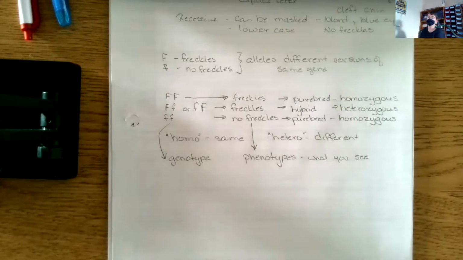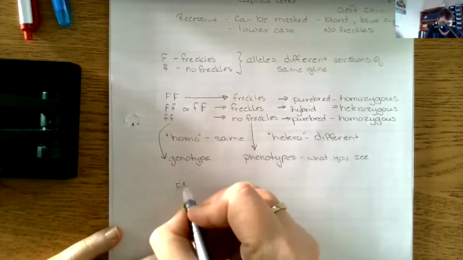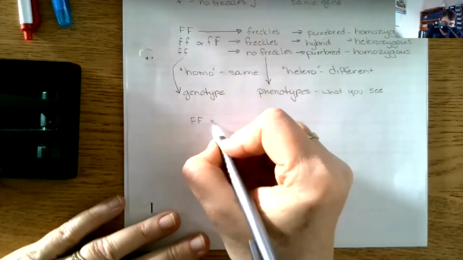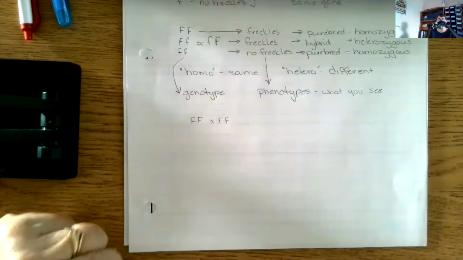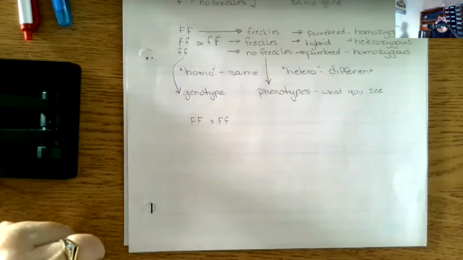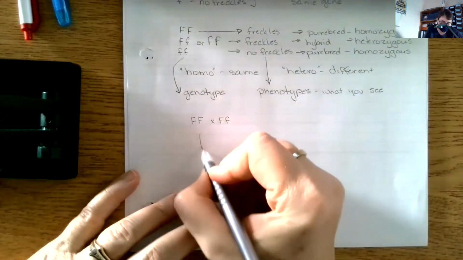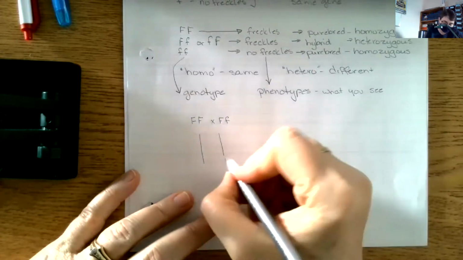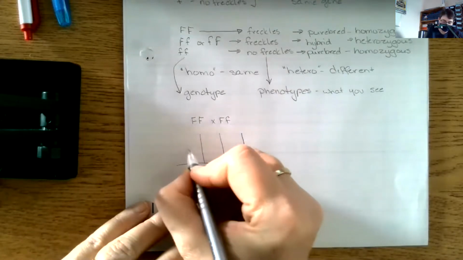All right, we're going to practice a little bit and then we'll call it for today. So let's say we have a purebred person with freckles, and they find a delightful person who's hybrid for freckles, and they have kids. And the easiest way to figure out what the babies are going to be like is drawing something called a Punnett square. Now, mine's kind of messy, but that's okay.